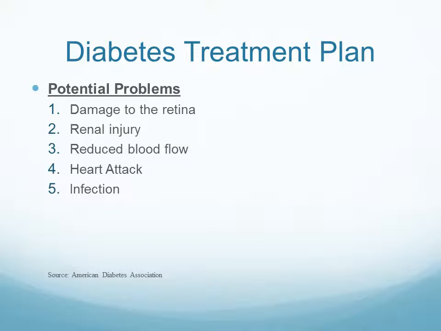So, what is the plan? The diabetic treatment plan. The treatment plan for diabetes focuses on reducing the incidence of complications, which are many. Diabetes is a complex disease that impacts many systems in the body. Many of the problems caused by diabetes are damage to the retina, renal injury, reduced blood flow, heart attacks, decreased ability to heal, and an increased potential of infection.